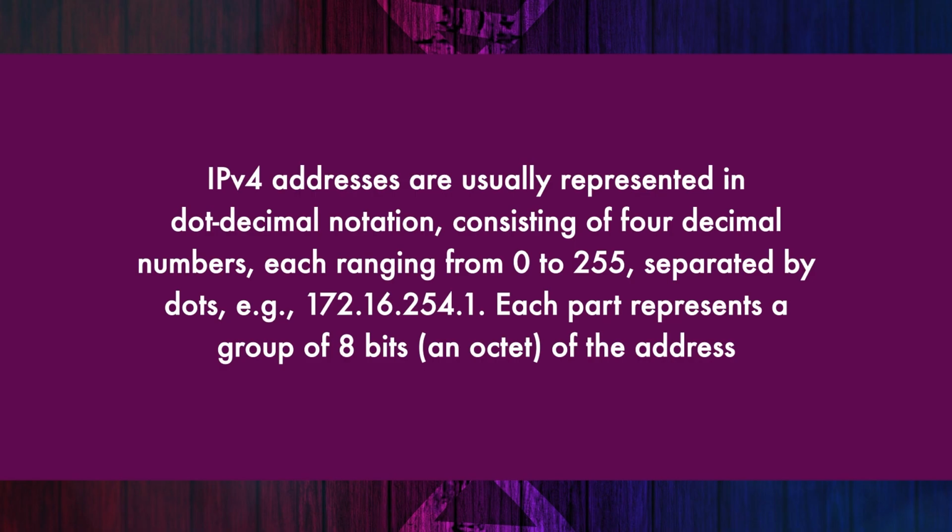IPv4 addresses are usually represented in dot decimal notation, consisting of 4 decimal numbers, each ranging from 0 to 255, separated by dots. For example, 172.16.254.1. Each part represents a group of 8 bits, an octet of the address.